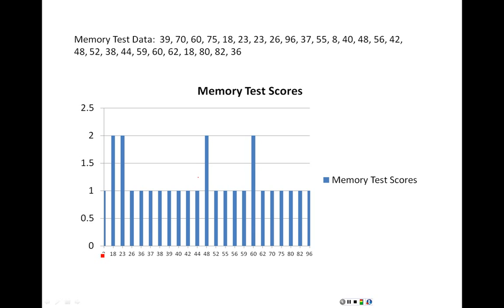I'm a little obsessive, so notice I did go at least to the trouble of writing my numbers in order from smallest to biggest. 8 was the smallest value out of the list, right there. 96 was the biggest value here. Most of the scores in this list only happened once. There were a couple that happened twice, so that's kind of interesting.